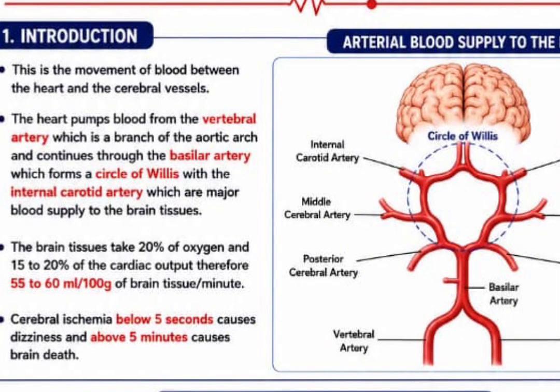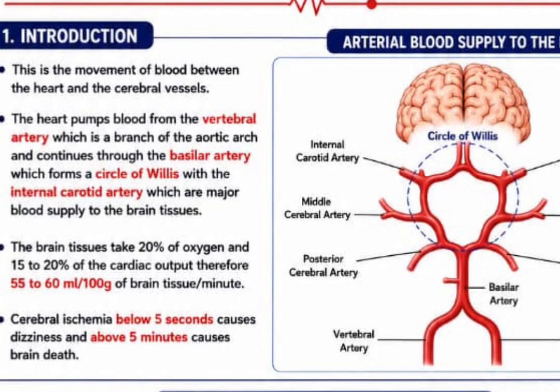So you hear the word cerebral circulation. Cerebral means the brain. Circulation is the movement of blood. So what is cerebral circulation? Cerebral circulation is the movement of blood between the heart and the cerebral blood vessels to supply the brain. Again, the movement of blood between the heart and the brain is cerebral circulation. The vessels that carry it are what we call cerebral vessels. So cerebral vessels carry blood from the heart to the brain. You get it now?